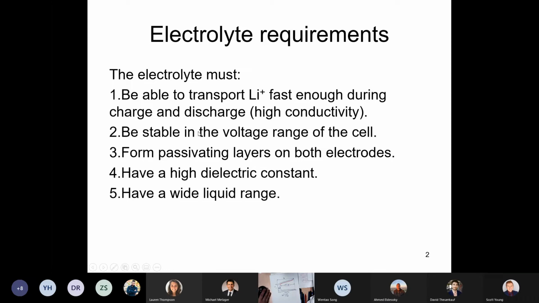And to be stable in the voltage range of the cell, it completely eliminates the use of water as the electrolyte, unless you play some very fancy tricks that Chung Yin Yang is an expert on. And he might give us a lecture later in the course on those fancy tricks.